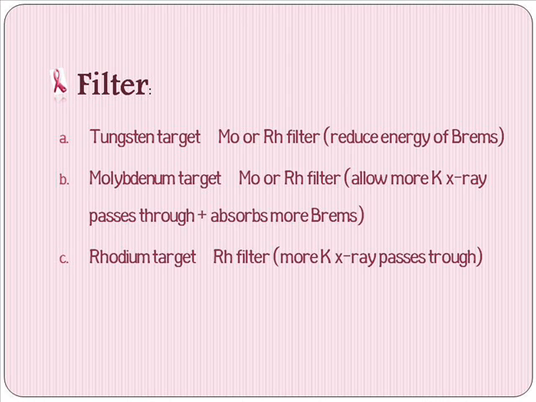For the tungsten target, the filter that is often used is molybdenum or rhodium, and this will reduce the energy of Bremsstrahlung. The second one, for molybdenum target, molybdenum or rhodium filter is used to allow more characteristic X-ray to pass through and even more Bremsstrahlung is absorbed. The third one, the rhodium target. The rhodium target, we will use rhodium filter as we want more characteristic X-ray to pass through.